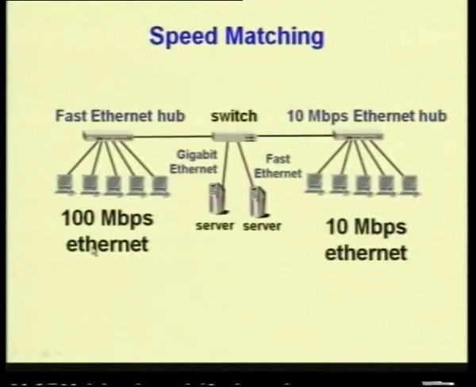Another thing we said we use switches for is speed matching. This is an example of a switch where I have a 10 megabit per second Ethernet on one side. So I have a 10 megabit per second Ethernet hub to which this is connected, and then I may have a fast Ethernet hub which connects 100 megabit per second Ethernet, and then I also have a gigabit Ethernet connecting a server and a fast Ethernet connecting another server. So you can see that this switch will be matching speeds between 10 Mbps, 100 Mbps and gigabit Ethernet, right. So this is something which is possible with a switch.